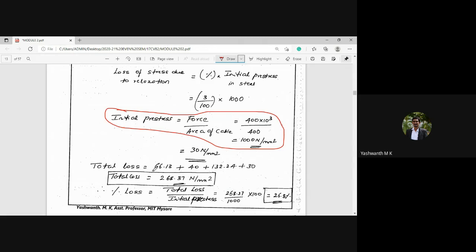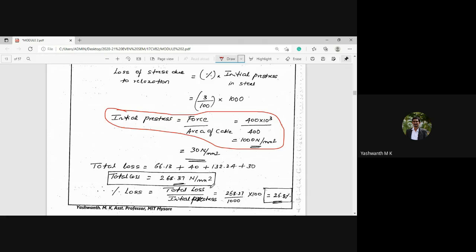So next, the total loss is equal to 268.37. But the problem is asking for the percentage loss. Hence, percentage loss is equal to the total loss divided by the initial pre-stress, that is 268.37 divided by 1000 into 100. So that is 26.8%. That means when I induce 100% pre-stress, in that 100%, 26.8% loss has been encountered in the pre-tension PSCB.